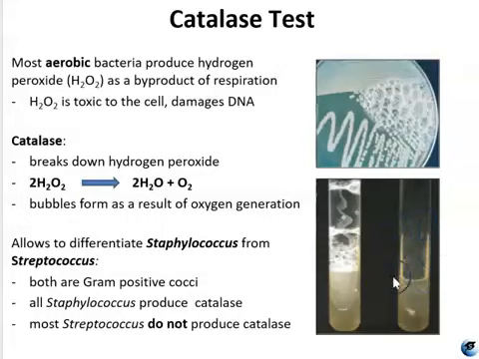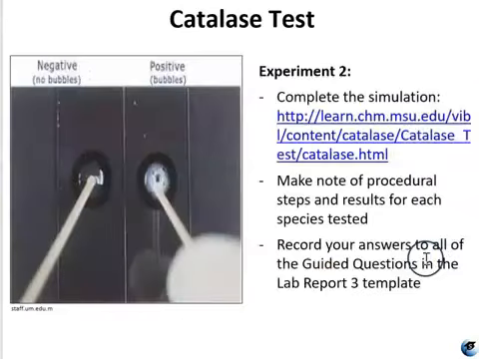In this situation, these bacteria are not producing catalase, so that hydrogen peroxide is killing them. And they're most likely not Staphylococcus. For experiment 2, you will complete a simulated Catalase test at this link here. Be sure to make note of all of the procedural steps and the experimental results so that you can discuss these in the report template.